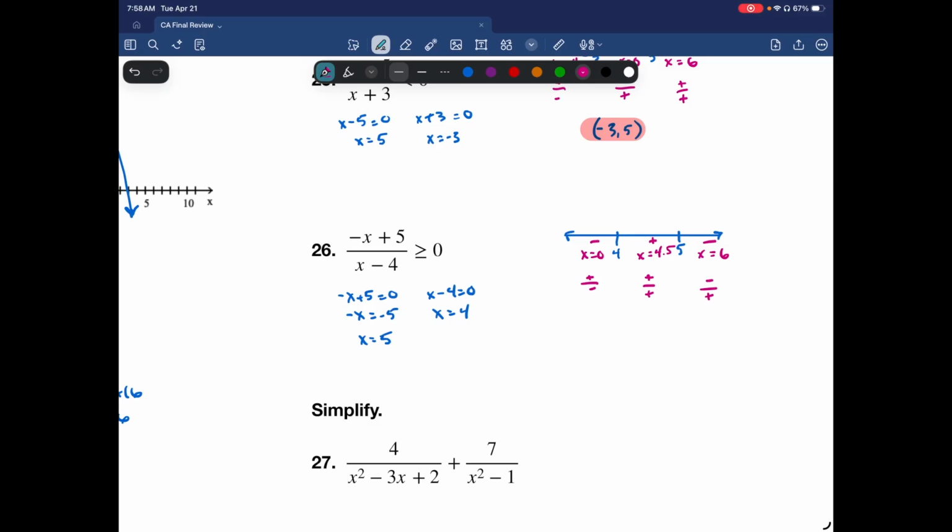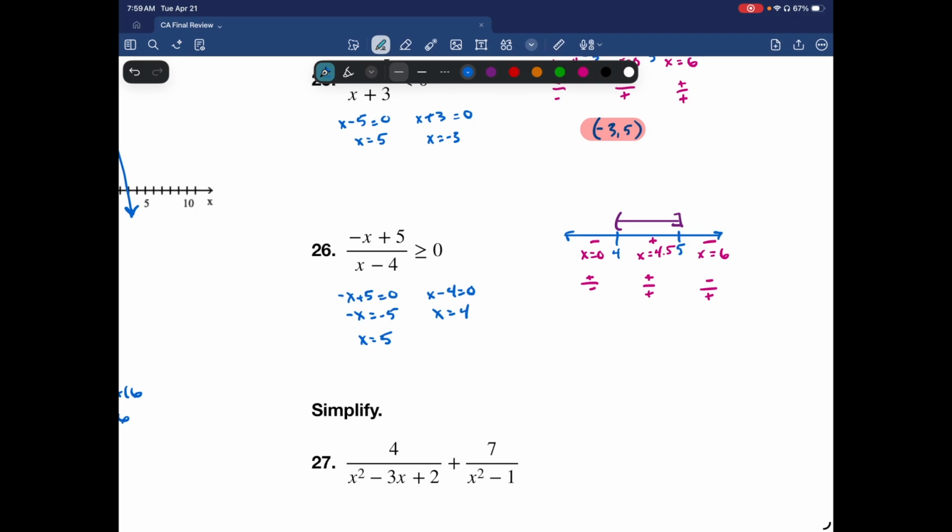Okay, and because it's greater than or equal to 0, I can include some of my solutions. So if it makes the fraction 0, it's fine, but if it makes the fraction undefined, I don't include it in my answer. So the 0 for the numerator is 5. All right, so I can include that one, but 4 is my 0 for the denominator, and I can't divide by 0. So I'm just going to use the parentheses on that one, and then I'm going to shade in between. So for rational inequalities, you find your critical points, and you test each section and see which one provides you with a true statement.